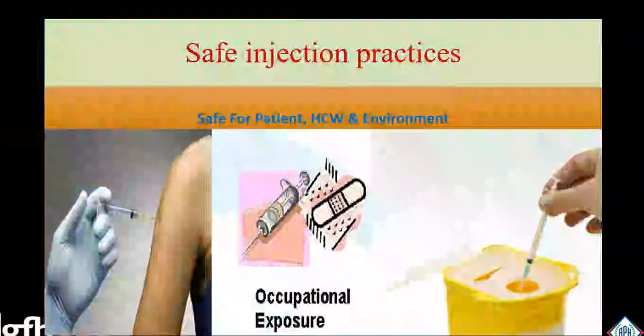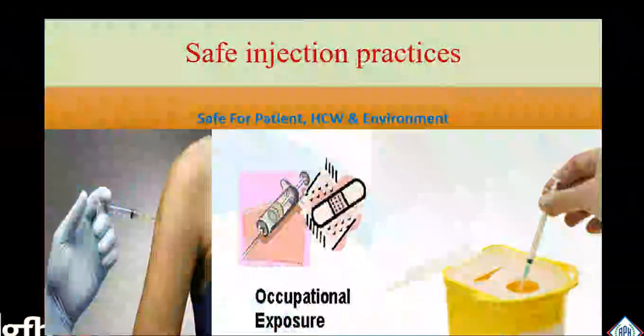What about safe injection practice? Safe injection practice means it should be safe for the patient, safe for the healthcare worker, and safe for the environment. How will it be safe for the patient? Number 1, use sterile instruments and single-use devices. Disinfect the insertion site in a circular manner or in a parallel technique: circular from inner to outer, parallel from medial to lateral. That is considered safe injection for the patient.